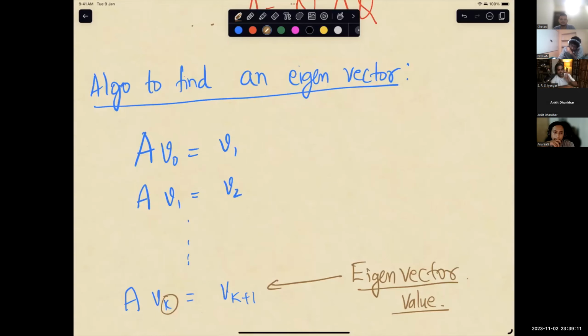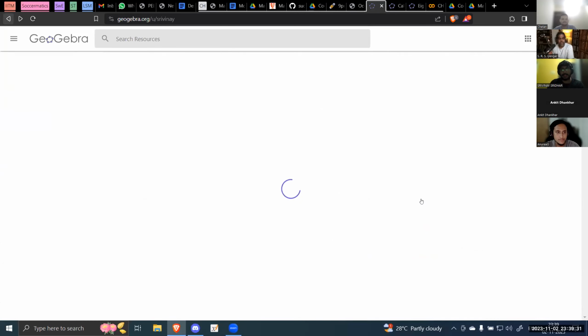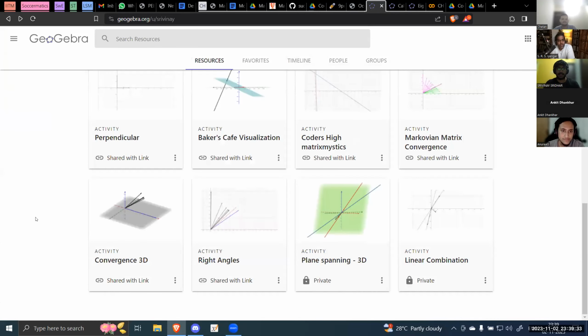Let's see that. Can someone open NumPy? I'll close this. Sir, are we thinking of A to be a symmetric matrix, or are we just taking any matrix? No, any matrix. See the magic now. GeoGebra is even better. Srivinay, maybe you can create.